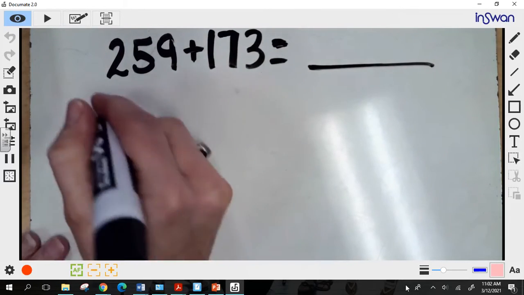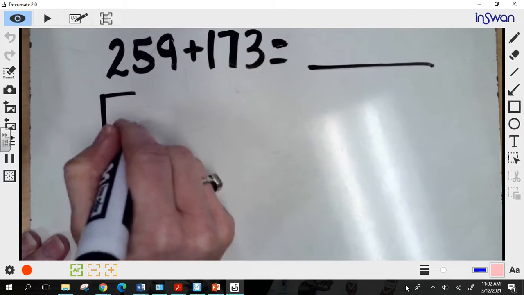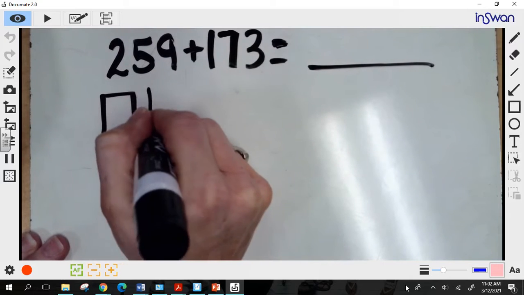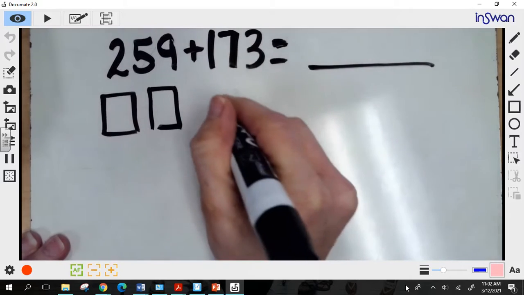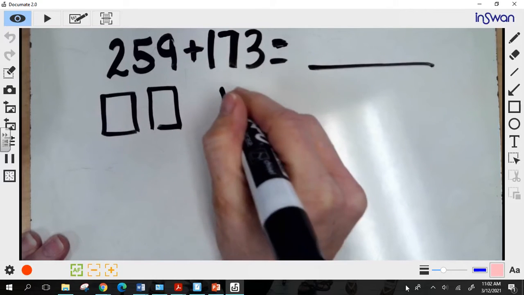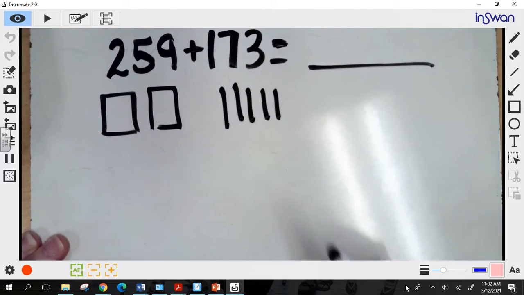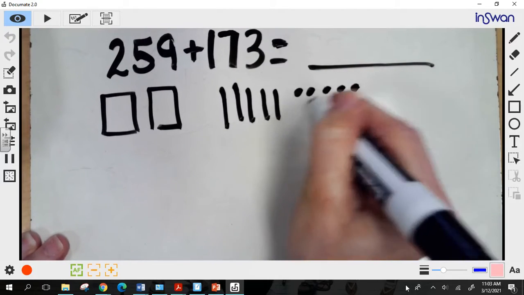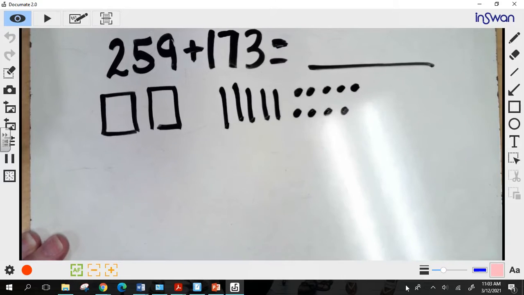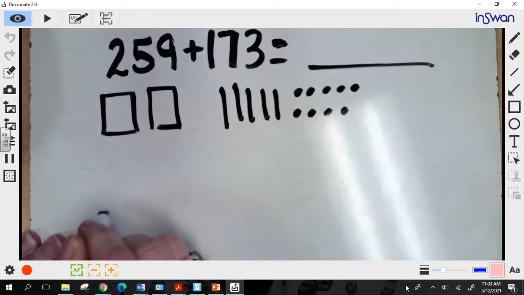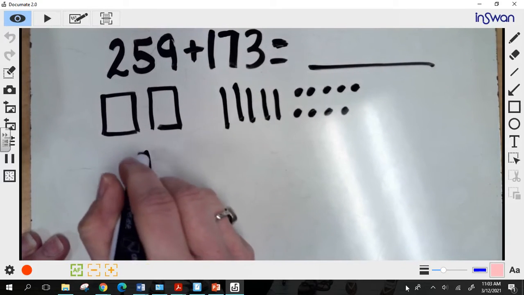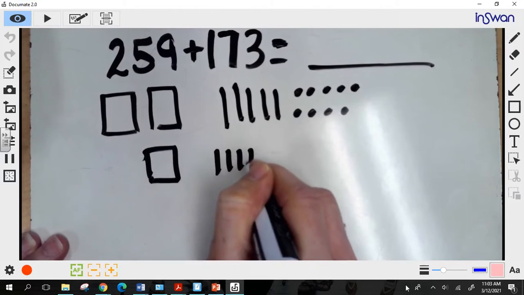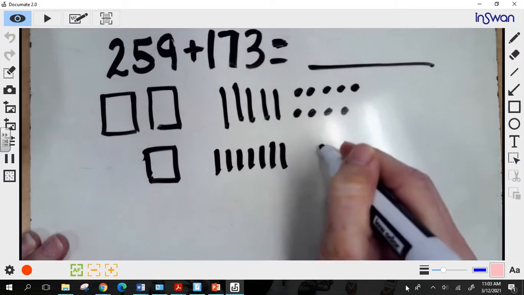So if I'm going to do a picture model, I'm going to draw my 200, and you can separate these into the hundreds, tens, ones. You can draw that place value mat or just show those separations. So there's 200, 10, 20, 30, 40, 50, and 9. 1, 2, 3, 4, 5, 6, 7, 8, 9. Now let's draw the other. So I'm going to draw it right here. 100, now 70, 10, 20, 30, 40, 50, 60, 70, 3.